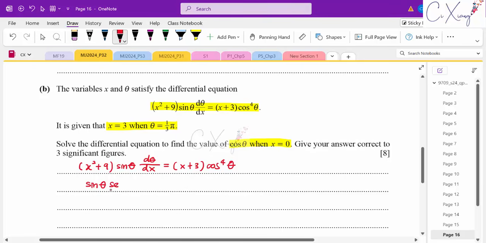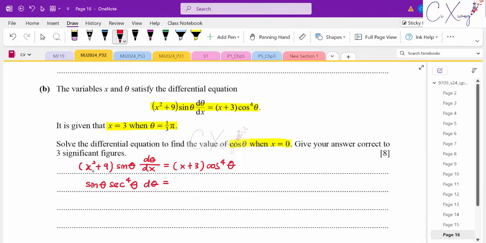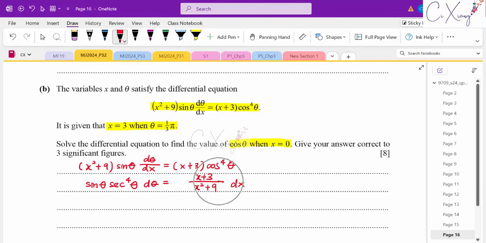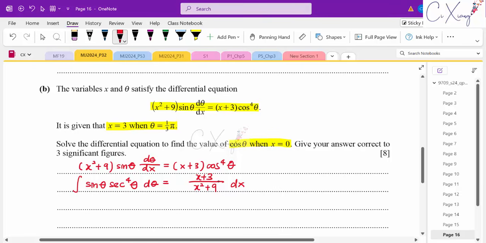So I make it become sine theta multiplied with secant power 4. 1 over cos means secant, right? Okay, so I'm having secant power 4 here with d theta. For x plus 3, I just keep it, remain it on the right. So bring this x squared plus 9 over. I will be having x plus 3 divided by x squared plus 9. Then for the dx here, I bring it up. Alright, so from here, you can see very clearly that I have successfully separated the variable, all the theta at one side, all the x at the other side. Okay, so after I separate the variable, I just put the integration sign.